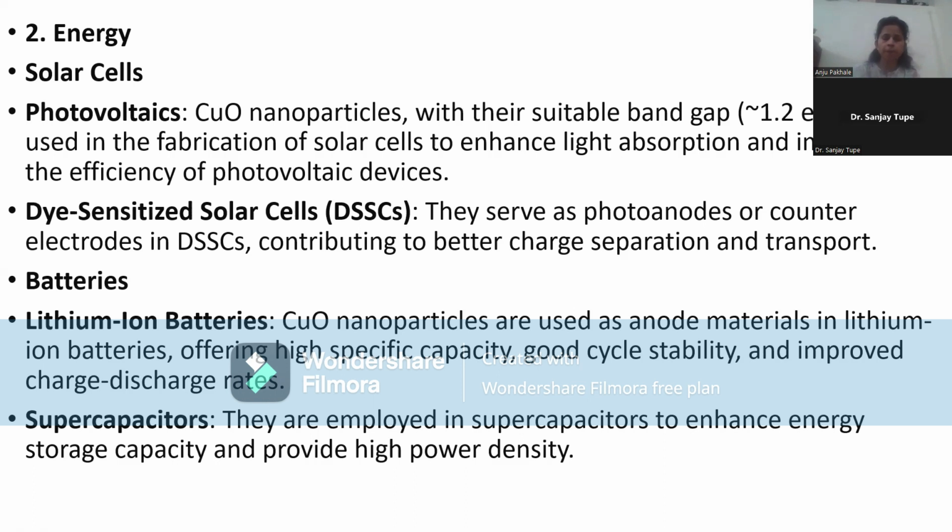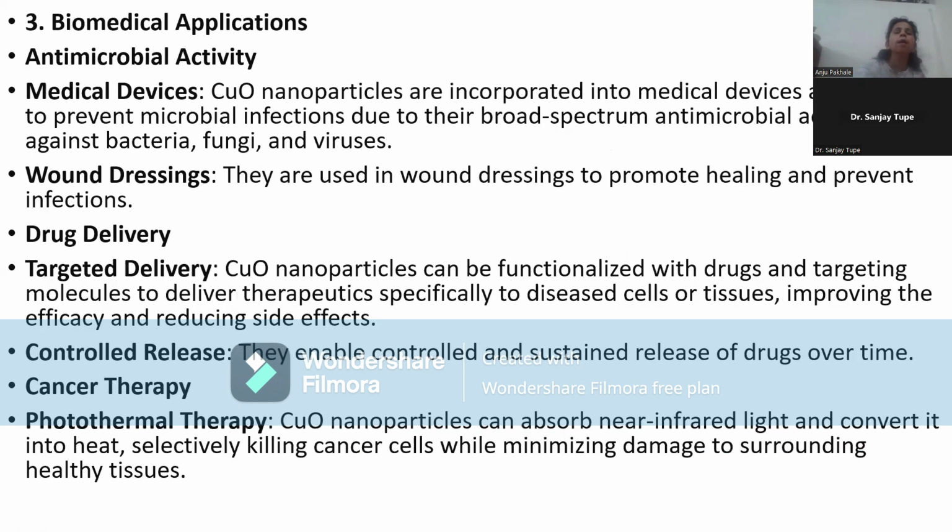Then supercapacitors: they are also employed in supercapacitors to enhance energy storage capacity and provide high power density. Biomedical applications, which I will focus on, so antimicrobial activity. Medical devices: copper oxide nanoparticles are incorporated into medical devices to prevent microbial infection due to their broad-spectrum antibacterial activity against bacteria, fungi, and viruses. Wound dressing: they are used in wound dressings to promote healing and prevent infection. They can also be used in drug delivery, targeted delivery.